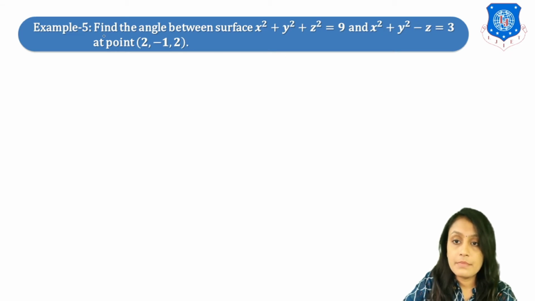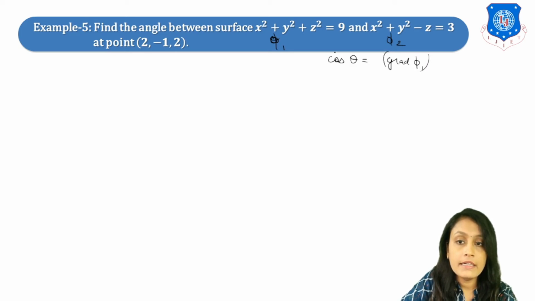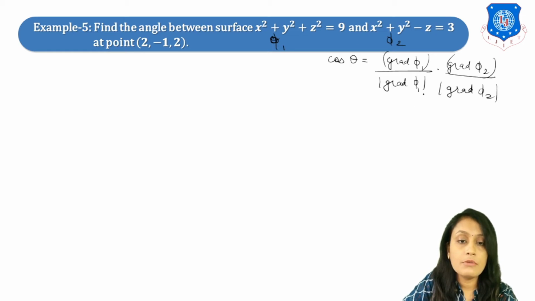Now let's discuss one more example. Find the angle between two surfaces at a given point. Whenever we have to find an angle, we will use this formula: cos theta. Suppose this is phi 1 and this is phi 2. So this is gradient of phi 1 at this particular point upon its magnitude, into grad phi 2 upon its magnitude. So this is the formula to find the angle. What we have to do first is find the gradient of phi 1 and phi 2.